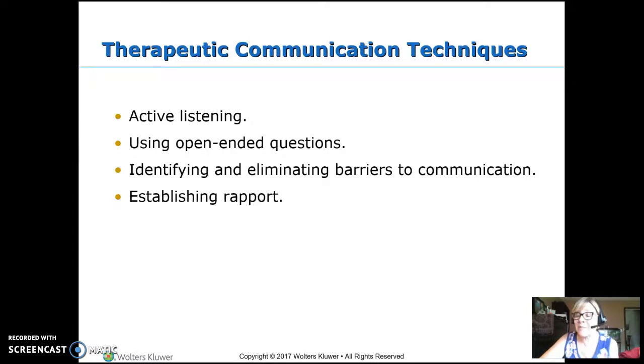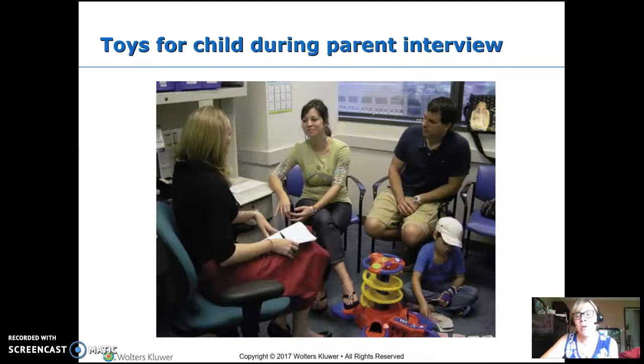And then do your best to establish a good rapport with the family and with the child. So you can see this kid's got toys there that he's interested in. So he can answer questions, but when he's not involved, he's not being bored and interrupting.